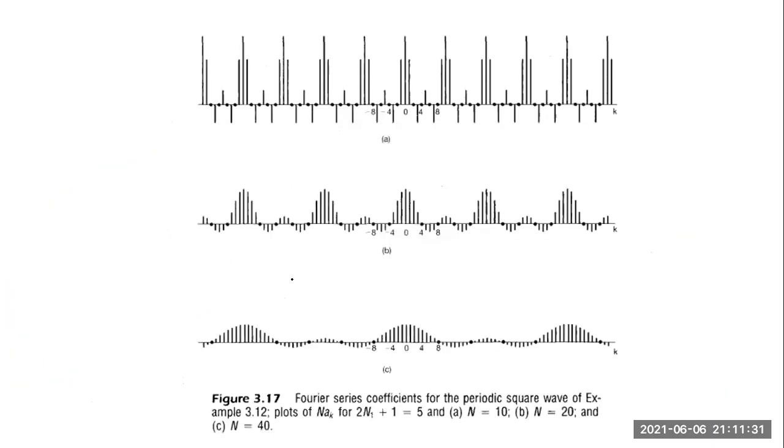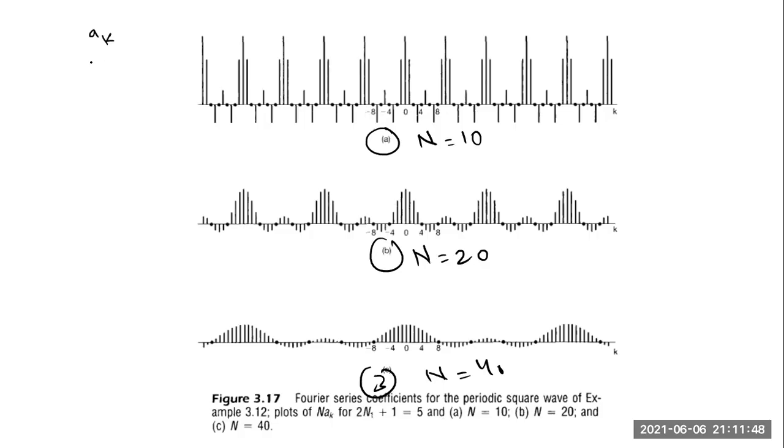So if you plot this, this is what you will get. This is for n equal to 10, this second one is for n equal to 20, and this third one is for n equal to 40. And you can see the difference in the behavior of the Fourier coefficient. In this case, because the Fourier coefficient is a real number, we only end up with the magnitude plot.